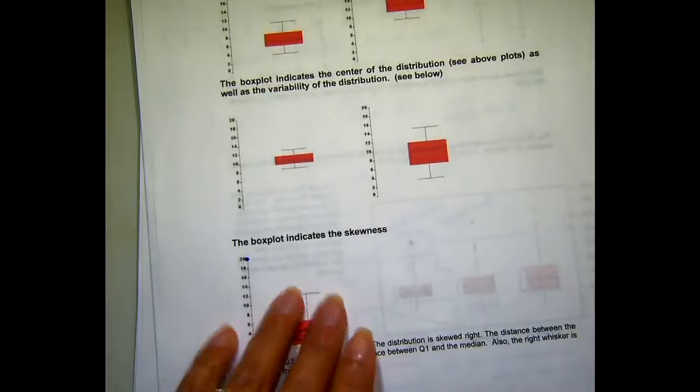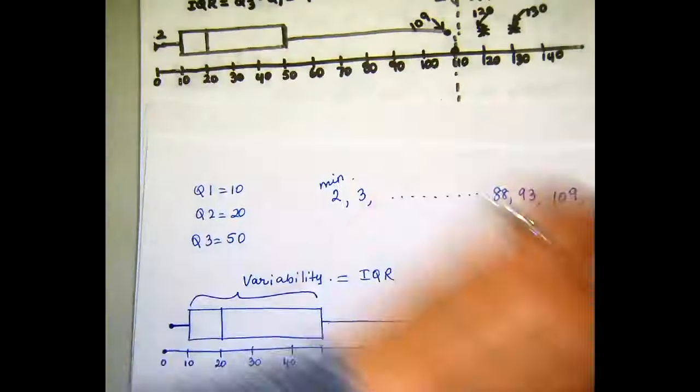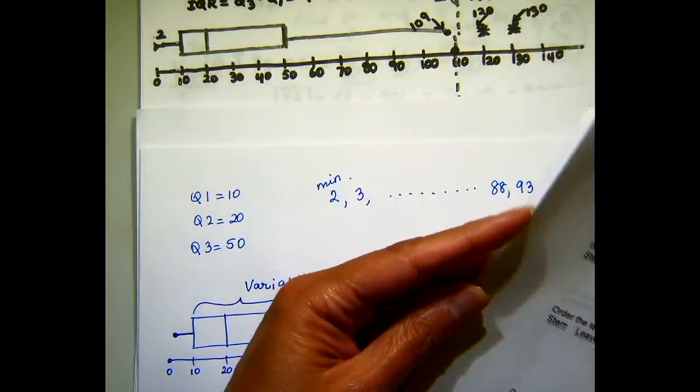Are you with me? Yes or no? Okay, questions? Righty. Let's see now. So 33, 34. What's going on here?